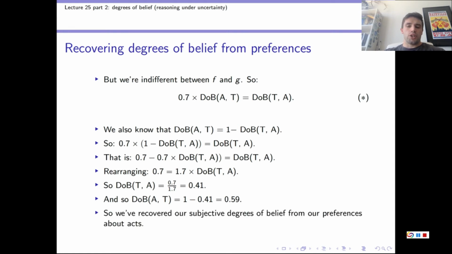So again, what have we done? We've recovered our subjective degrees of belief from our preferences over acts and our subjective utilities. This time we reasoned under uncertainty rather than risk, and there'll be plenty of practice in the assignments with recovering degrees of belief and subjective utilities from preferences, both over lotteries when we reason under risk and over acts when we reason under uncertainty. So the most important thing to be able to do is follow this example.